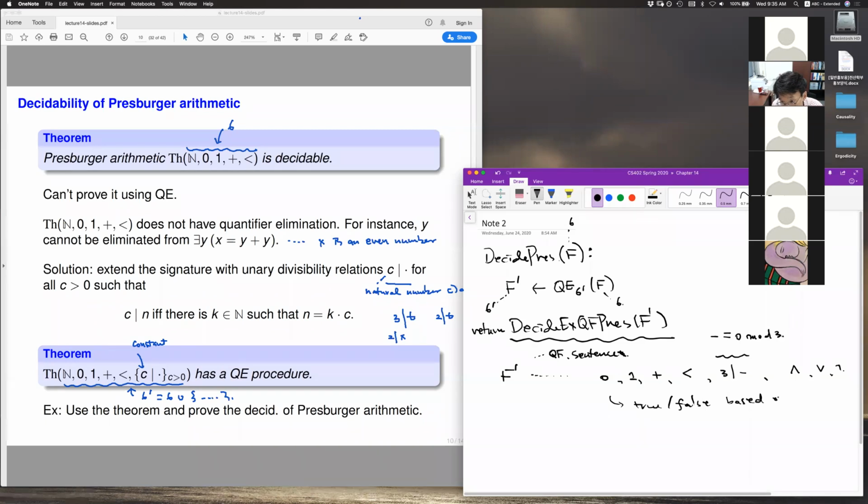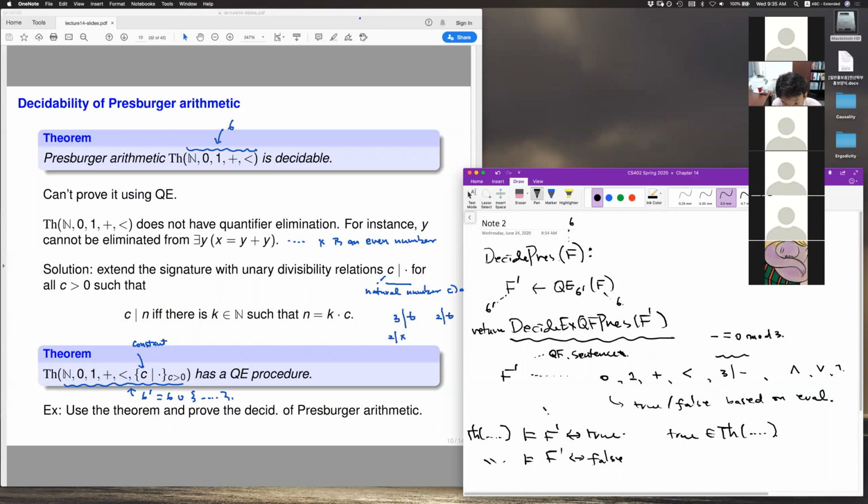Based on the evaluation, if it returns true, that means this F prime is equivalent to true under this structure, under this theory. And if it's false, that's equivalent to false. Okay, and then because true is implied by any formula, true is always in the theory.